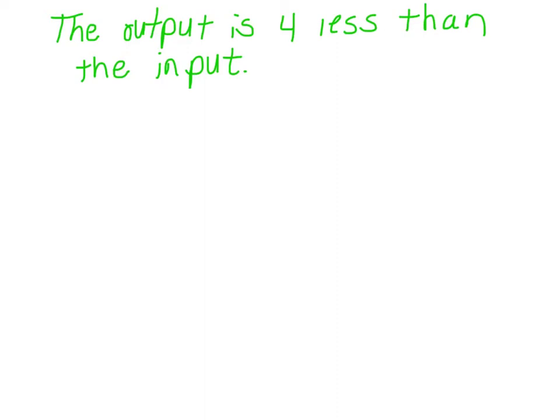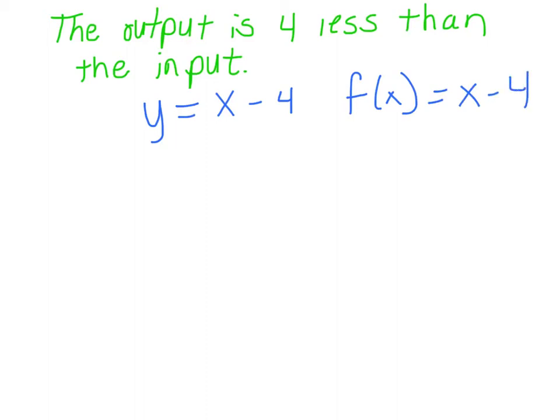Okay, here's another example, and this is given to us in words, and we need to write the function. The output is 4 less than the input. So we're going to write the output is y is 4 less than the input, so x minus 4. We can also write this as f of x equals x minus 4.